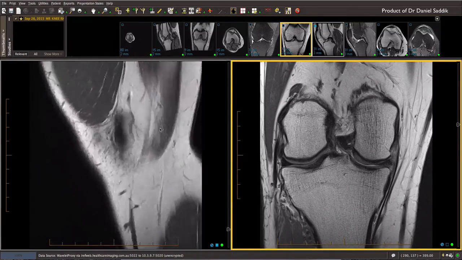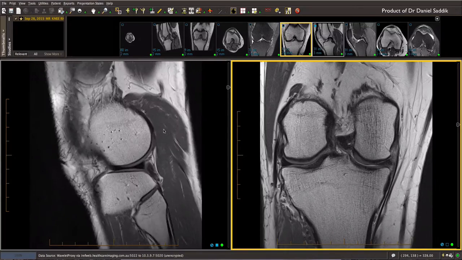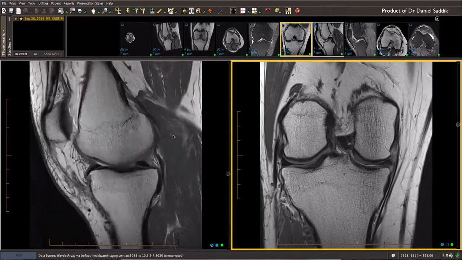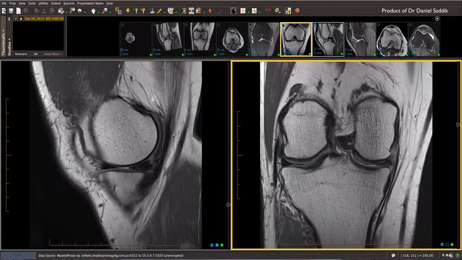Okay, so the first thing I always look at is the menisci. We all have our standard patterns, and I always look at the menisci. Now, the reason why I look at the menisci first, I know other people talk about joint effusions, and sometimes they talk about ligaments first, but the most affected component of the knee really is the meniscus.